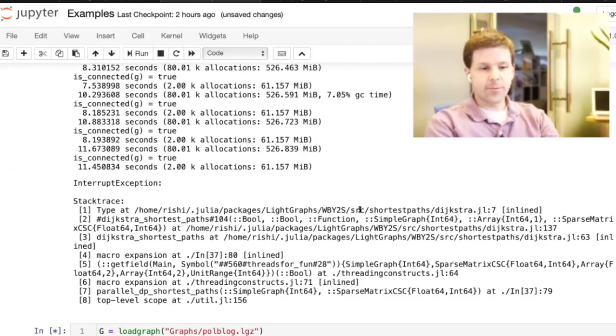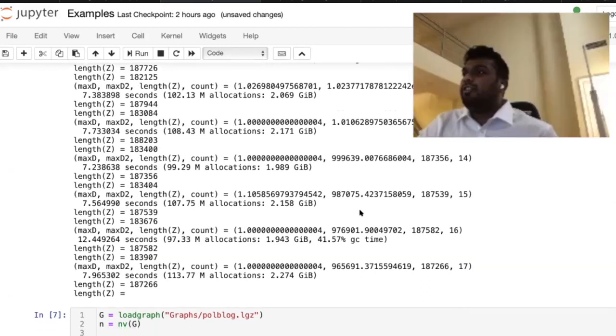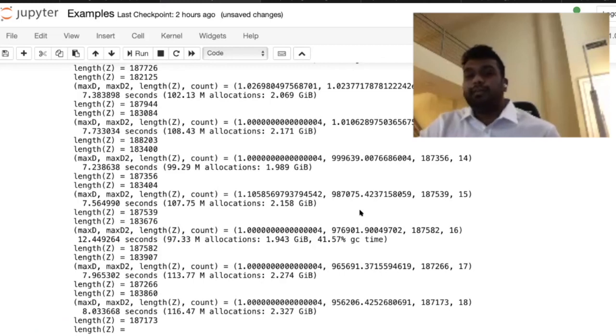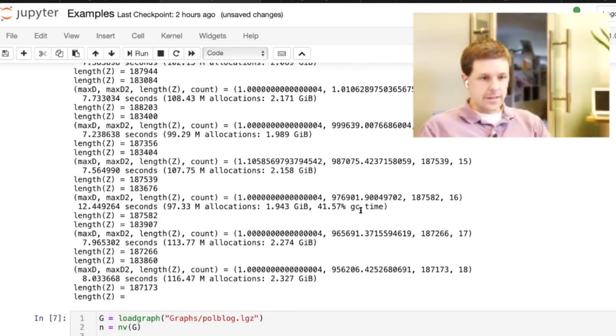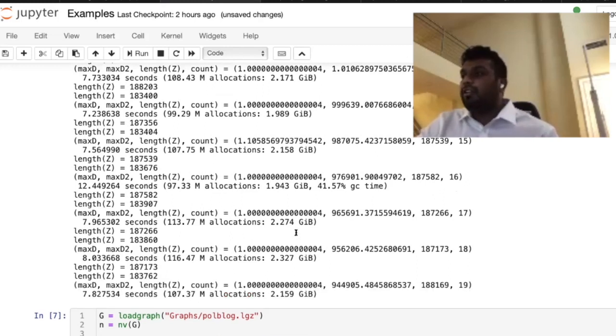Right. And this is running on your laptop or some server you have access to? So this is running on a server. It has 8 cores and 30 gigs of RAM. Okay. All right. So the parallel part, it's running the Floyd Warshall in parallel on the 8 cores.